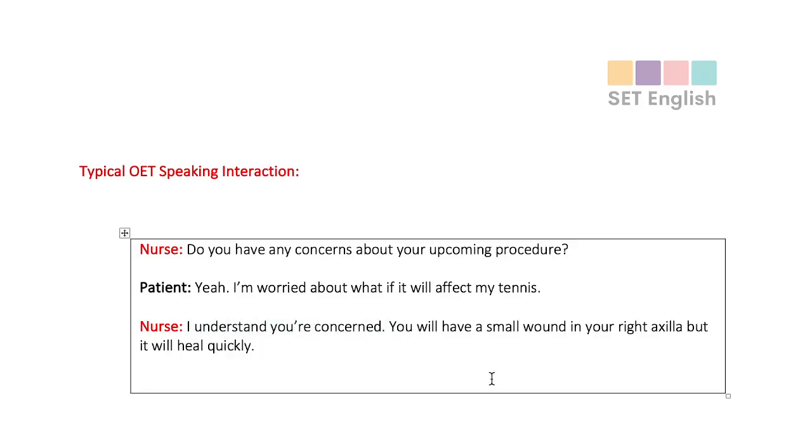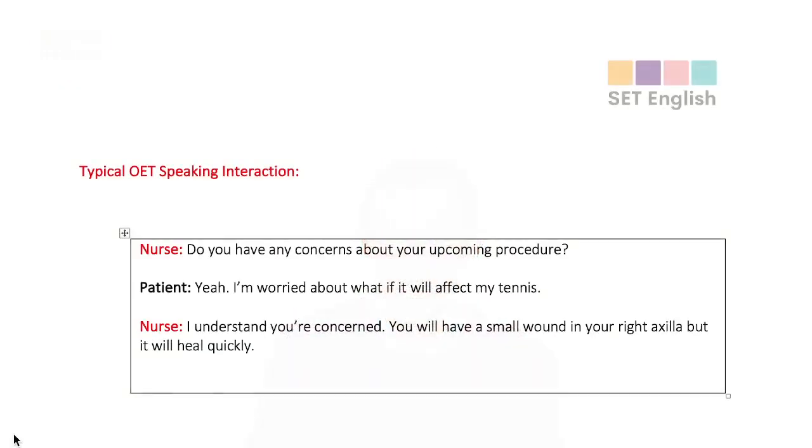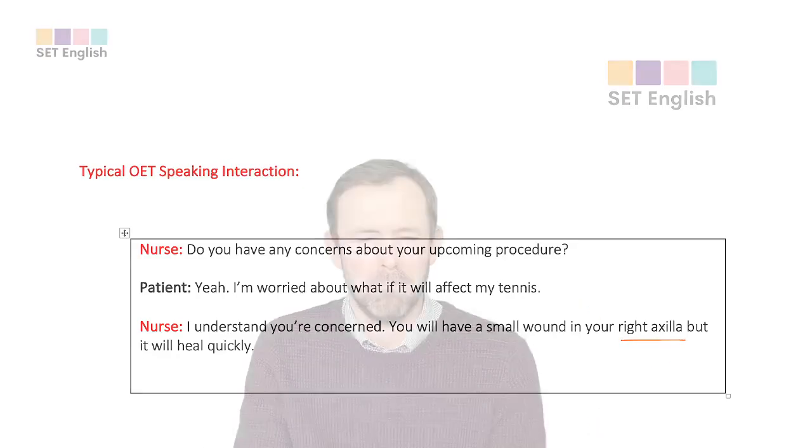You will have a small wound in your right axilla, but it will heal quickly. Was there some vocabulary there that seemed a bit strange? Look again. You will have a small wound in your right axilla. Axilla. Your right axilla. What's that? Well, I learned recently that the axilla is another word for the armpit. Okay, so obviously that would affect their tennis, wouldn't it? But it's a bit of a strange thing to say to this patient in this situation.